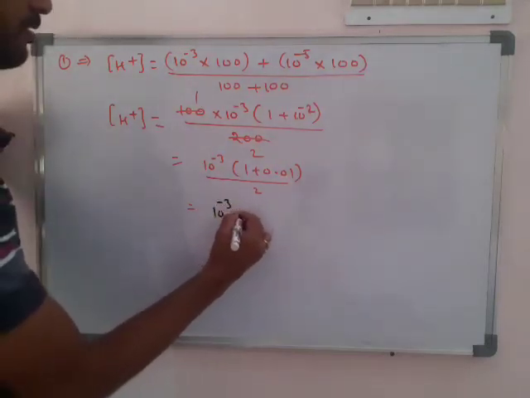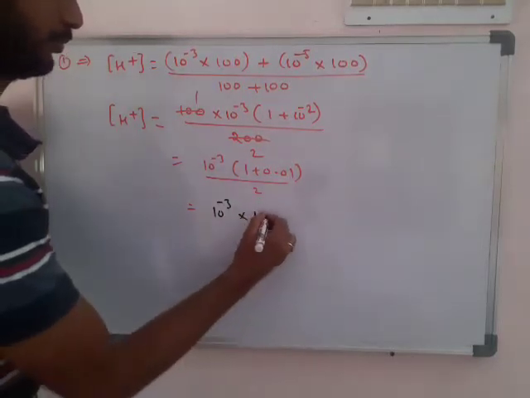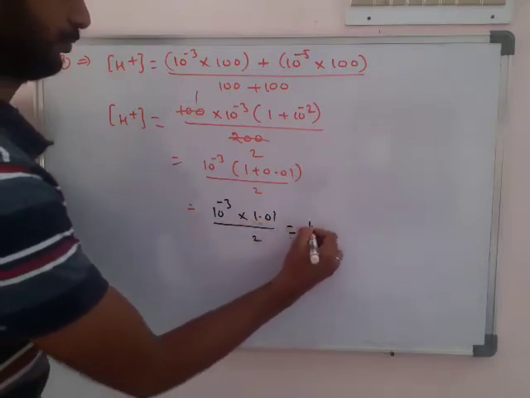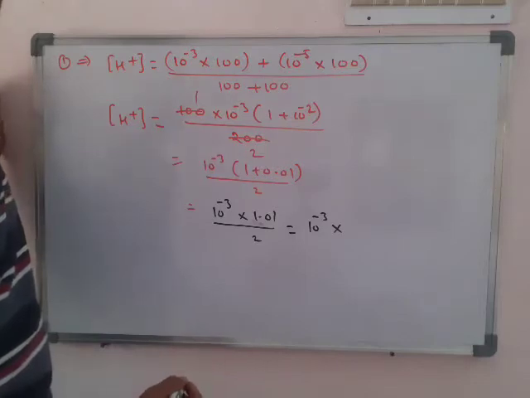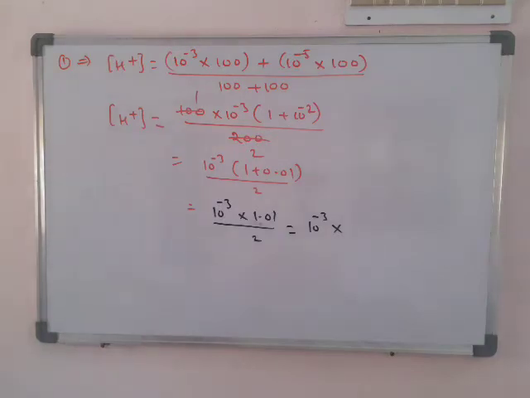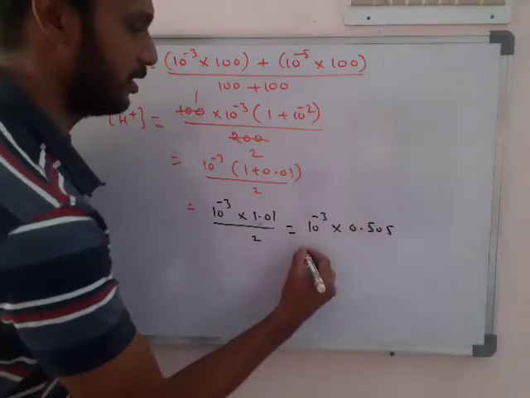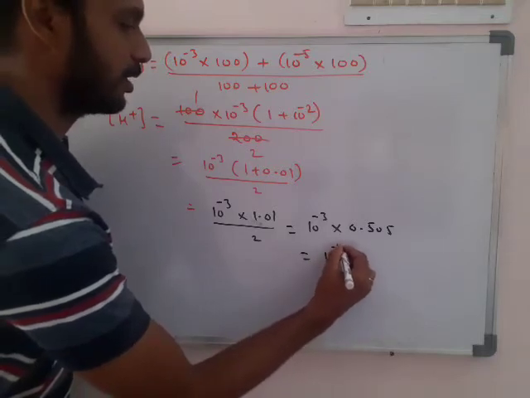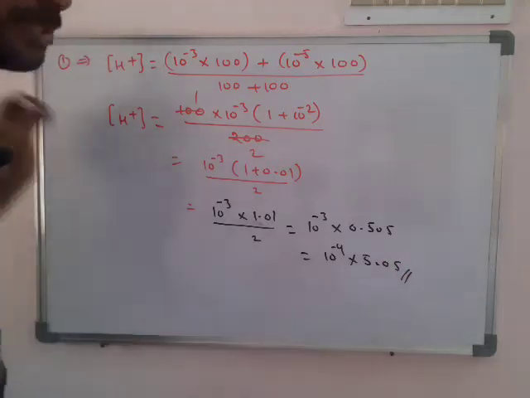So that is 10 power minus 3 into 1.01 by 2. So 1.01 by 2 is nothing but 0.505. So we can write it as 10 power minus 4 into 5.05. This is the final H plus concentration.